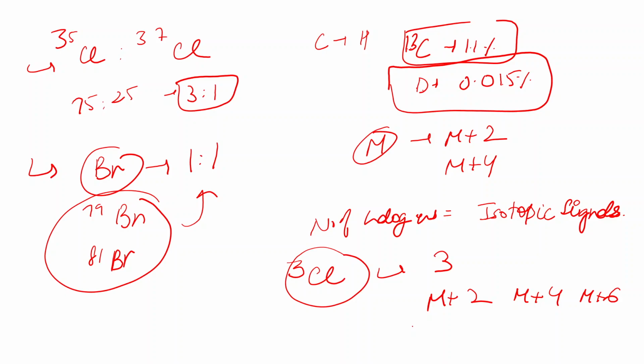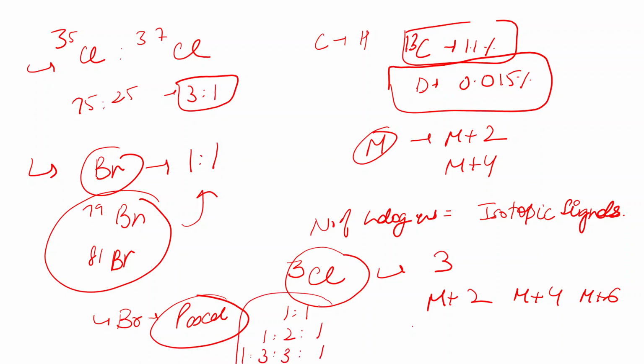And just remember that generally for bromine, whatever the number, it will follow Pascal's triangle. Like 1:1, then 1:2:1, then 1:3:3:1, like that. For bromine, Pascal's triangle is followed.